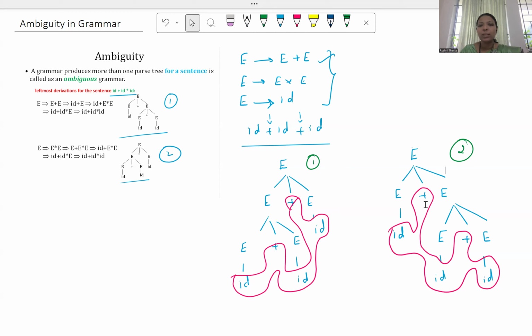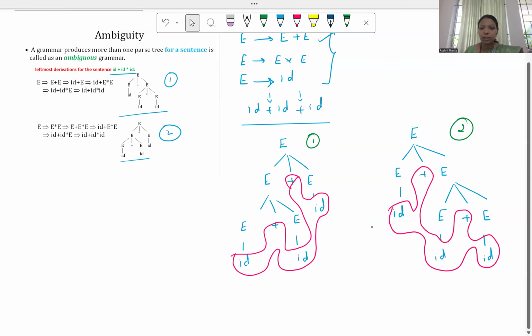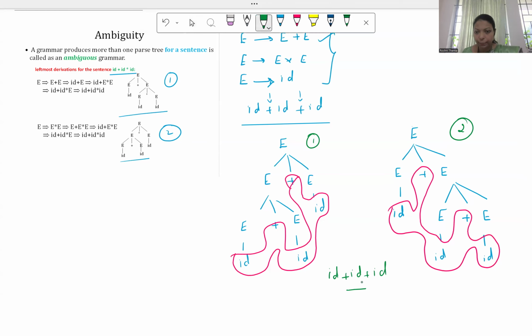Now I have to find which is the correct parse tree to be followed when I have two. If you take this expression or output string ID plus ID plus ID, you have IDs on both sides. But consider this ID: this plus operator is associated with this ID, the left side. It is not associated with the right side. When you do this operation, this ID will be added with the left side ID, right? So look at the parse tree here.